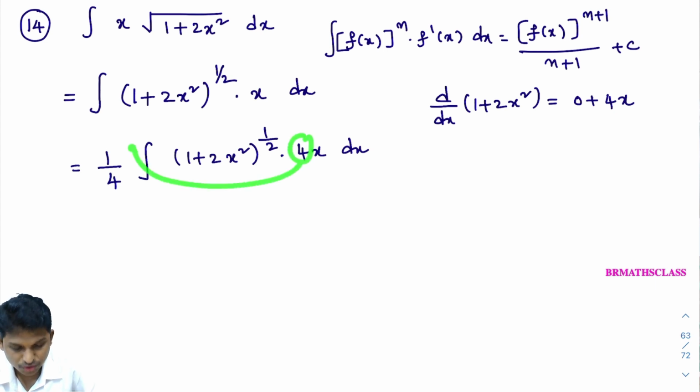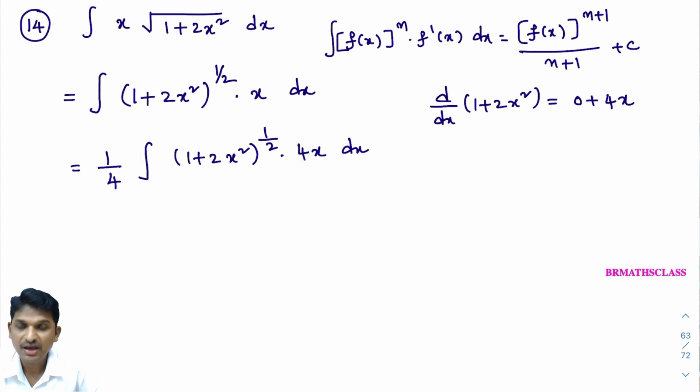I can take 4 outside the integral. Then this 4 will get cancelled. What I did for this function, I just multiplied and divided by 4. Now you observe this one.